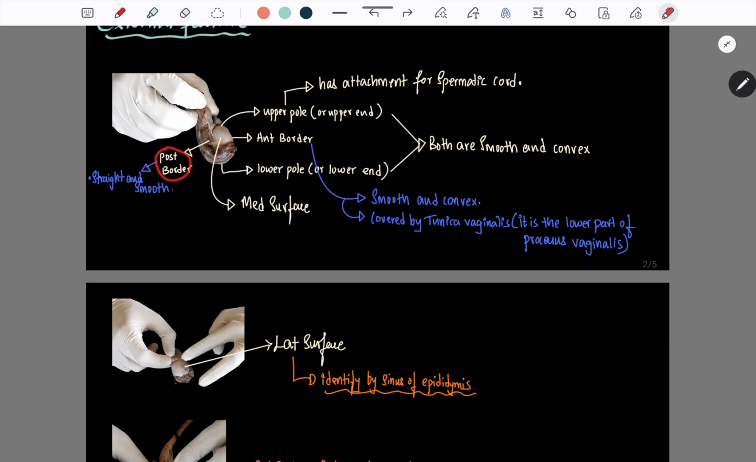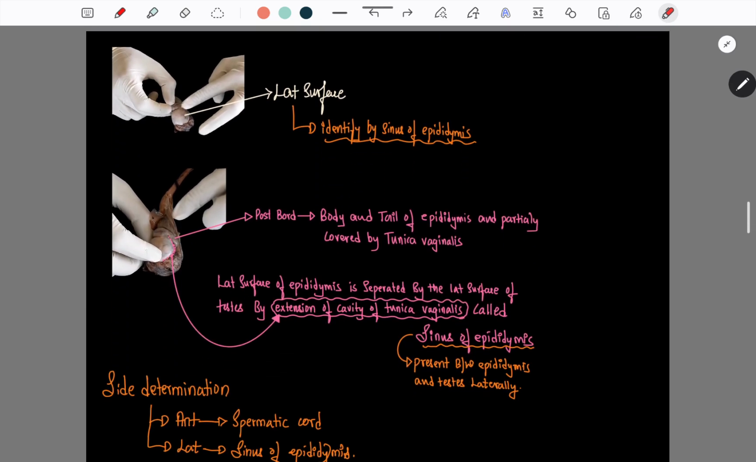Posterior border is not convex but somewhat straight, straight and smooth only. So, posterior border details. In the posterior border, you can see the body and tail of the epididymis, partially covered by tunica vaginalis. This is the body and tail of the epididymis.